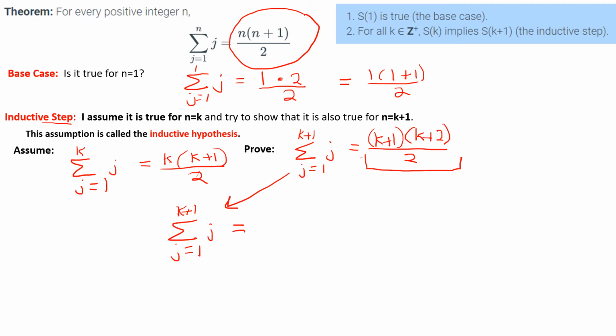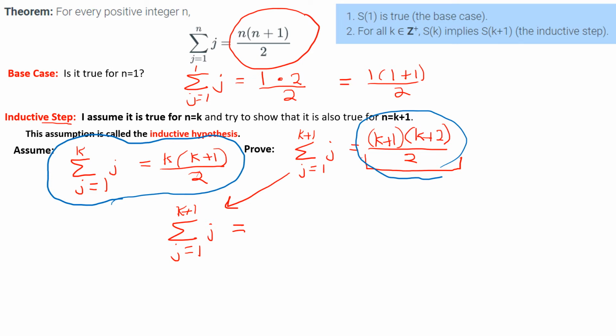Then I use what I know here. I'll change colors here. I'll use this at some point and then hope to eventually find that it equals this. And if I can do that, then I have performed the inductive step. Okay, so let's go back to where we were.